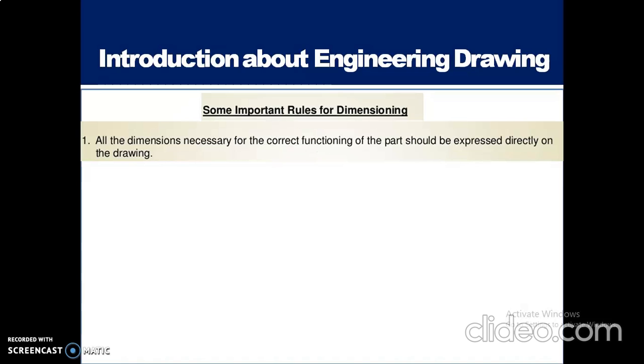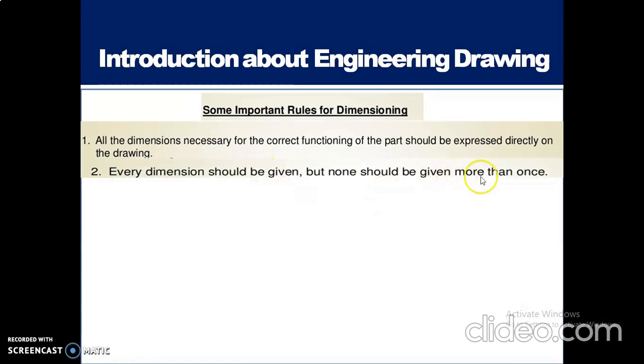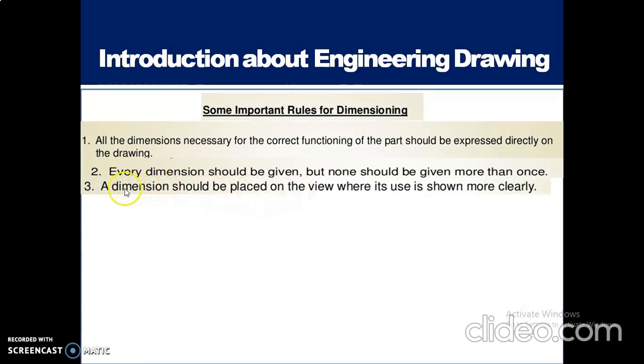And the second one: every dimension should be given, but none should be given more than once. And the third rule, an important rule: a dimension should be placed on the view where its use is shown more clearly. So this is the third rule.